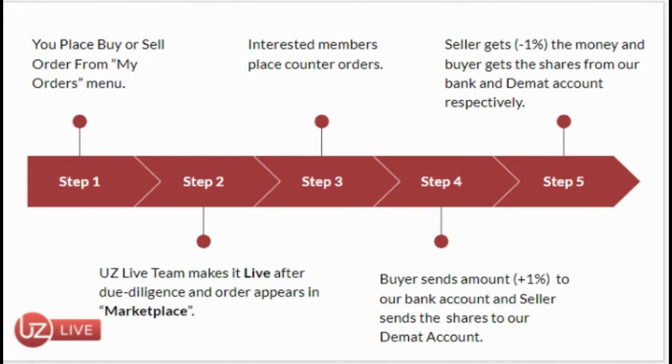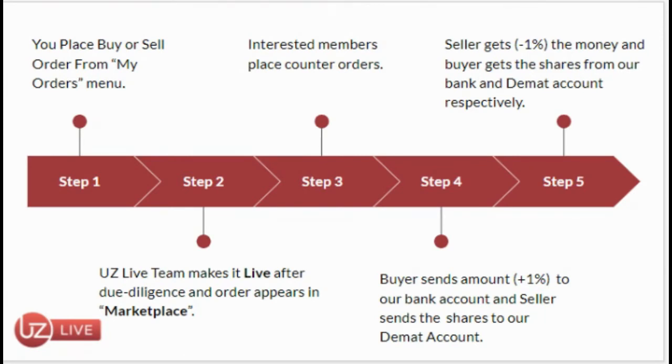When you put a buy or sell order, it goes into the moderation state. Our team from the backend verifies it, and once it is verified, it becomes live and comes into the marketplace. Step 3, interested members place counter orders. Once the order comes into the marketplace, whether it's a buy order or a sell order, all orders will be visible to all users logged into the system. Depending on whether they want to buy or sell, they can place counter orders.